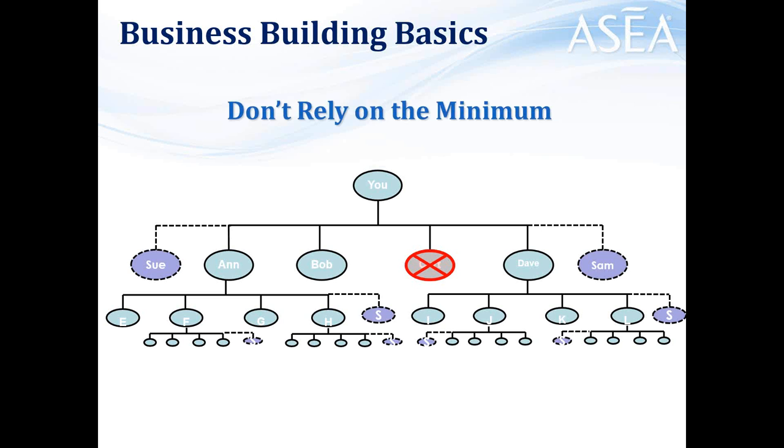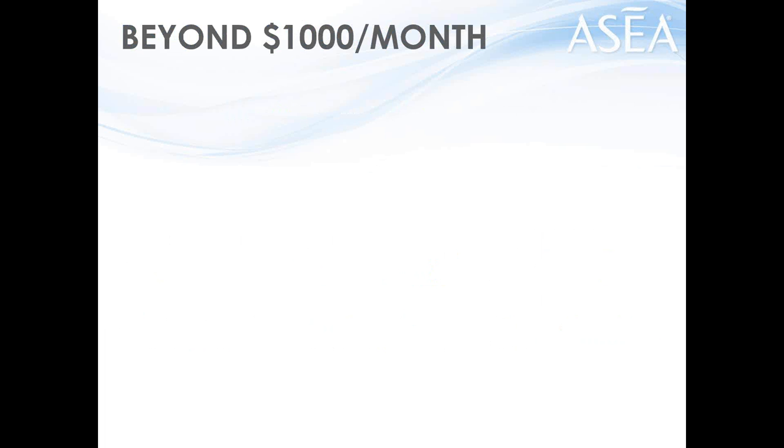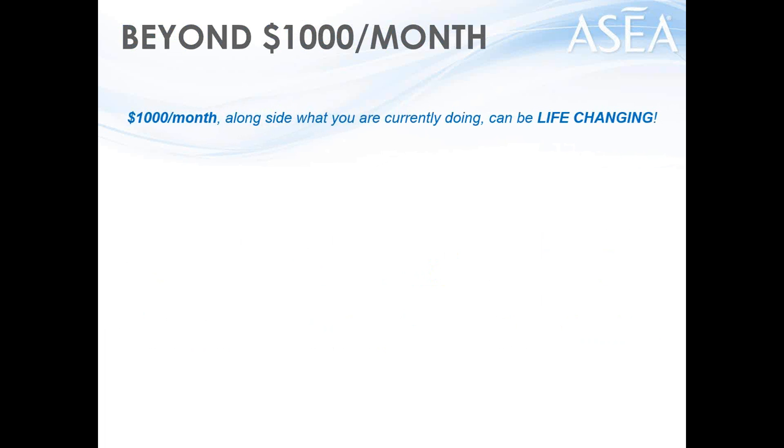That way, let's just say someone's credit card expired this month. You don't want to miss out on $100 because someone's credit card expired at the last minute, right? So you have a couple of extra spares, and it will also make sure that you're volume qualified as well. So let's talk about getting to beyond $1,000 a month.